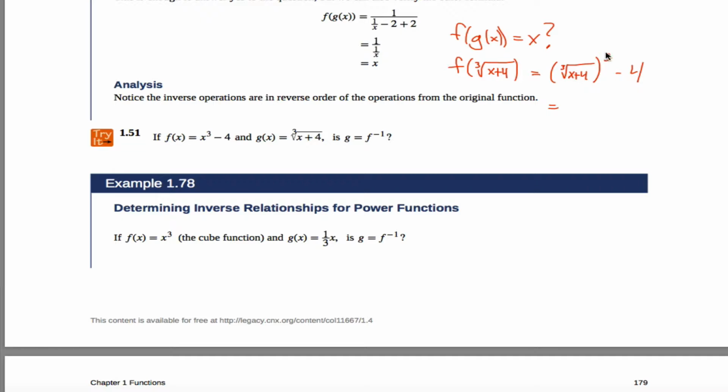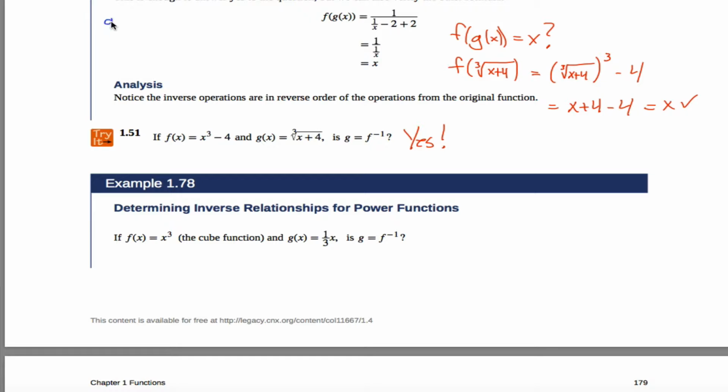Let's see, the cubed root of x plus 4, cubed. The cubed root and the cube cancel each other out, so I get x plus 4 minus 4, which sure enough equals x. What that tells me without checking any further is that yes, these two are inverse functions of each other. There are many other ways you could figure out this problem.